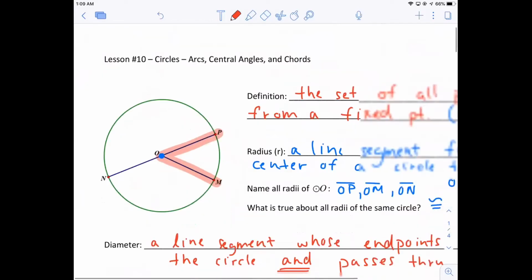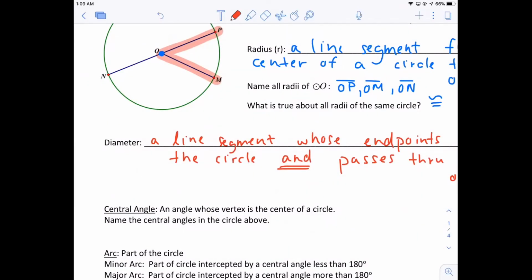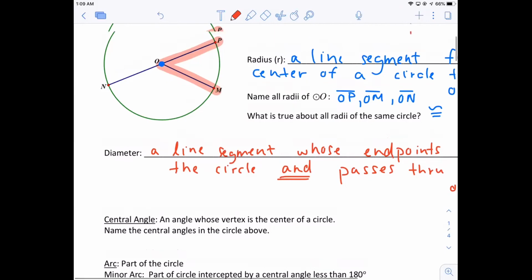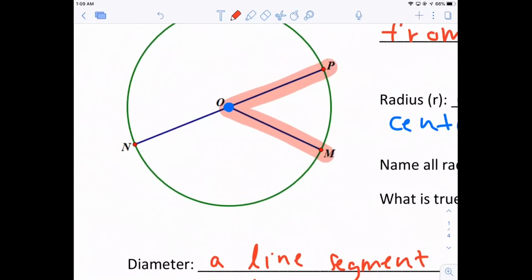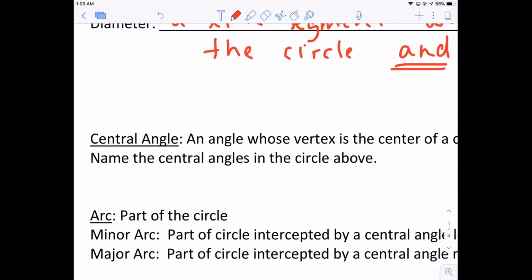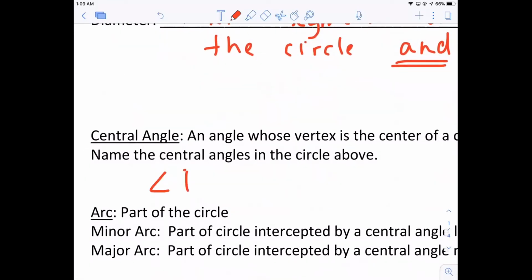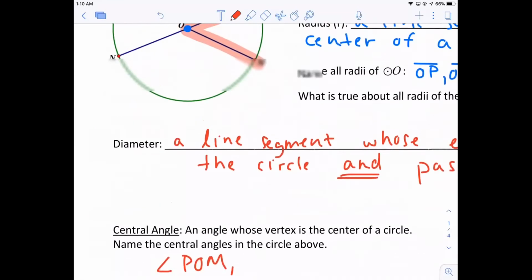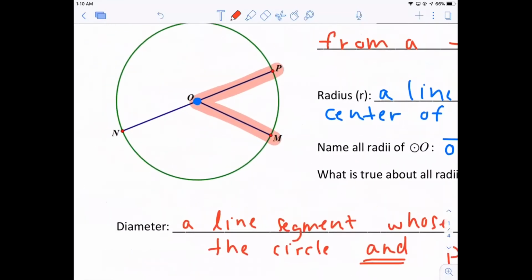And why don't you take a second and name all the central angles in the circle above. There's a couple. So we have angle POM. We also have angle MON, or NOM.